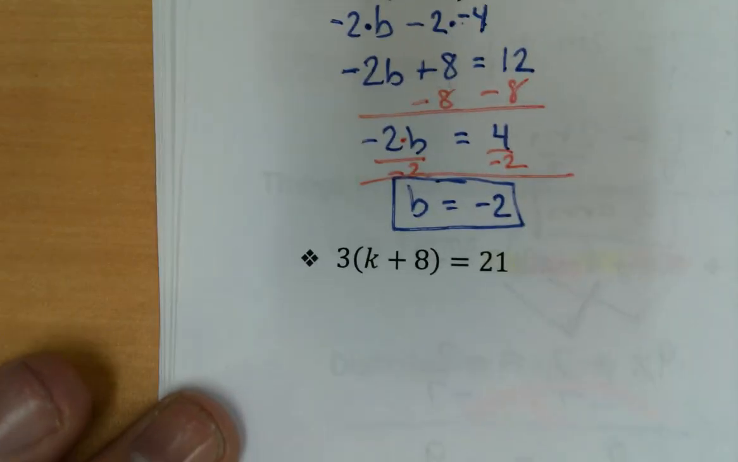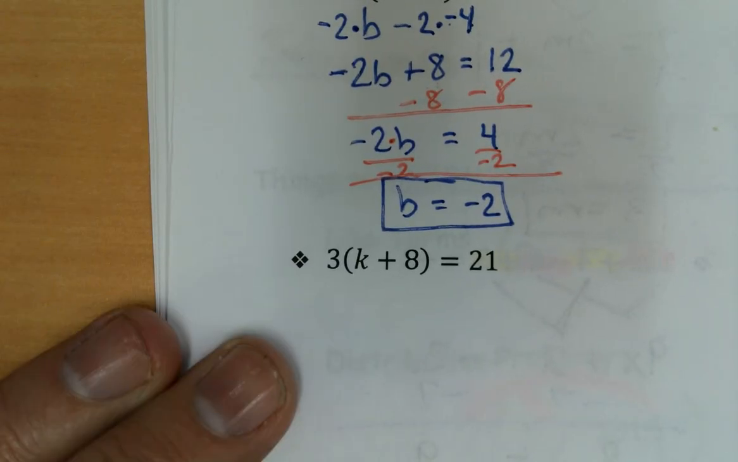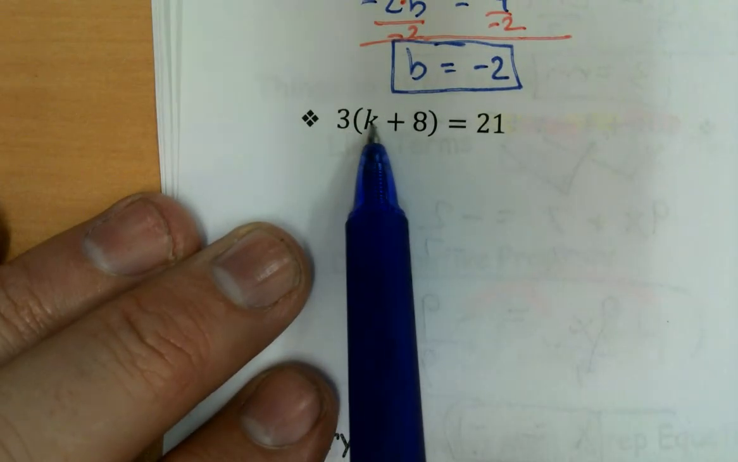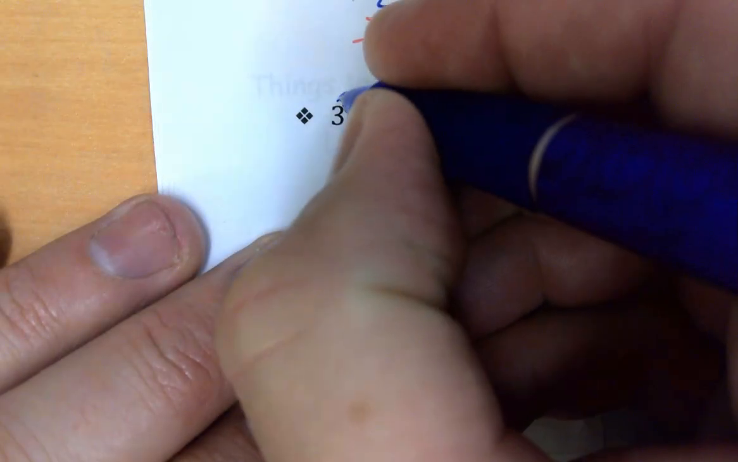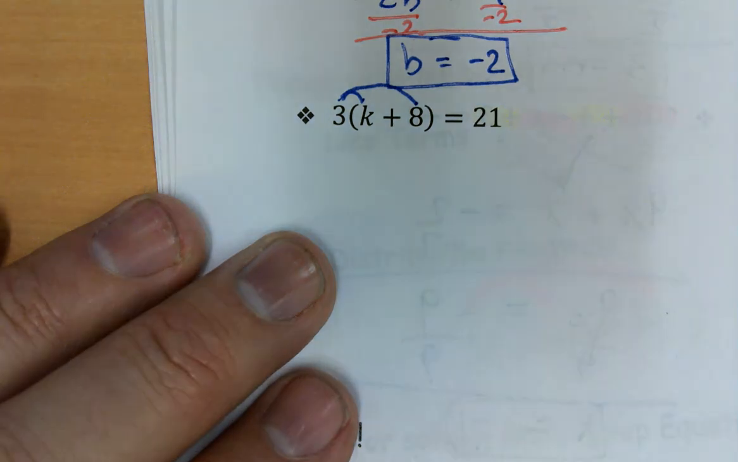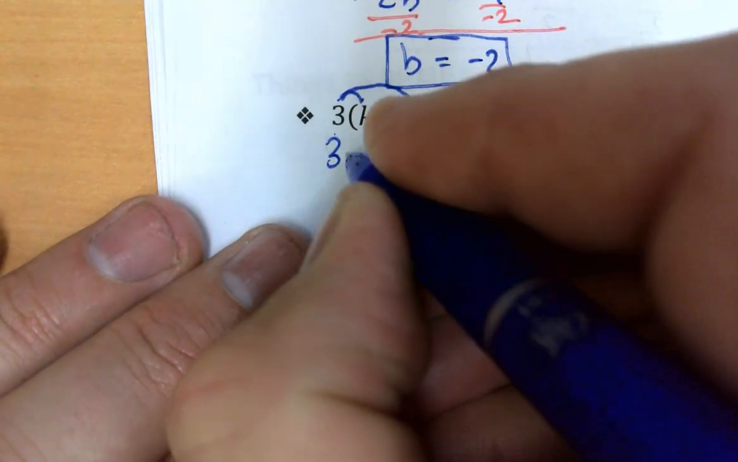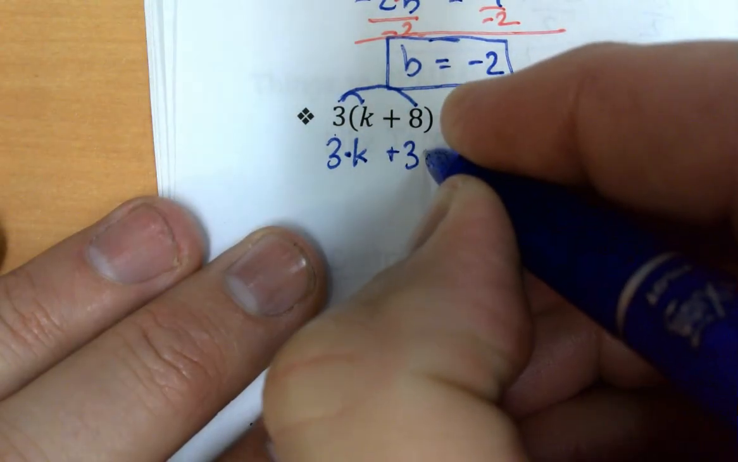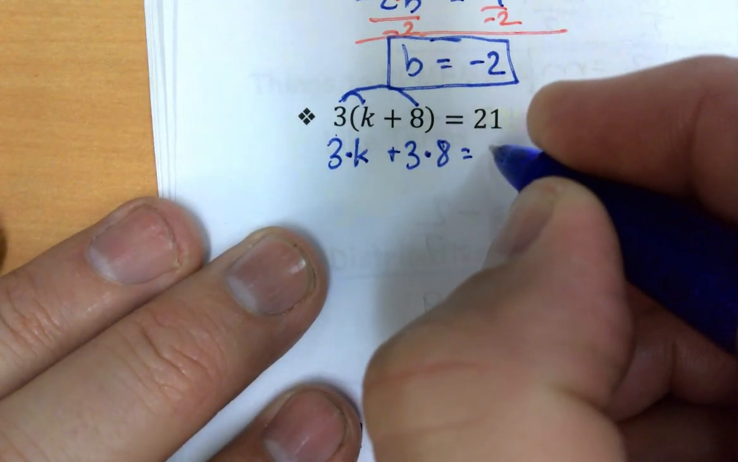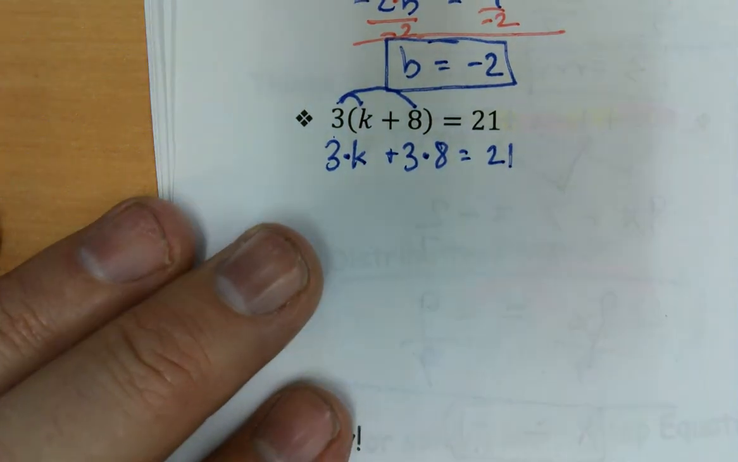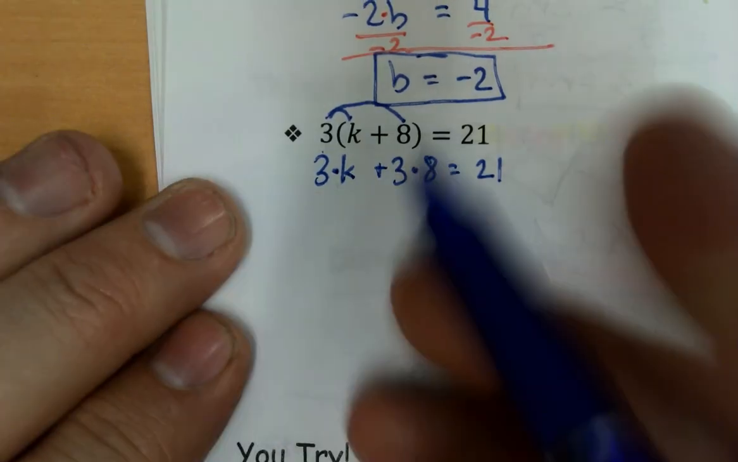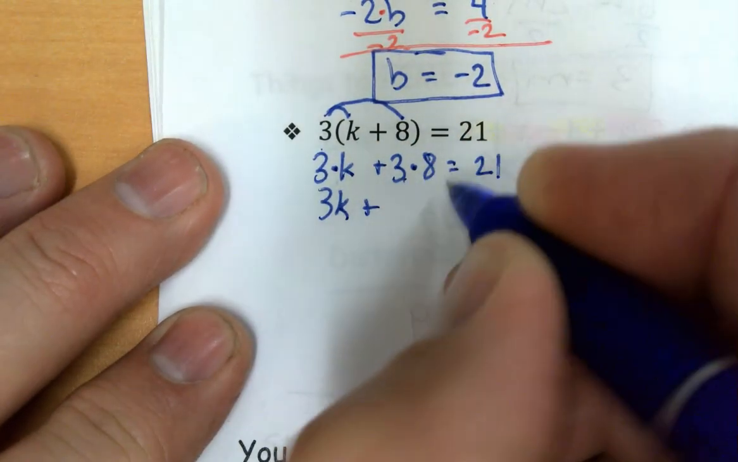Okay, let's look at this one. The distributive property. Here on the left-hand side, we've got to take the 3 and distribute it to the k and to the 8. So we're going to have 3 times k. And we're also going to have 3 times 8. Three times k is 3k. 3 times 8 is 24.